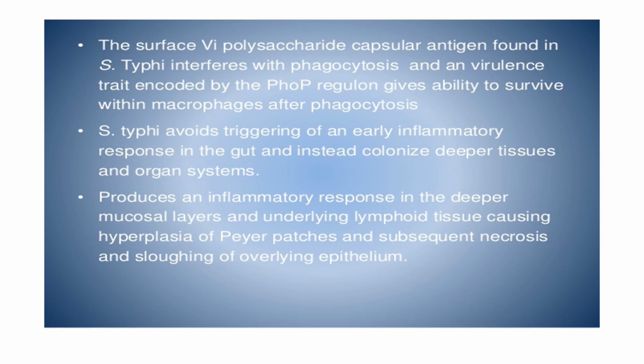colonizes deeper tissues or organ systems and produces an inflammatory response in the deeper mucosal layers and underlying lymphoid tissue, which causes hyperplasia of the Peyer's patches and subsequent necrosis and sloughing of the overlying epithelium.